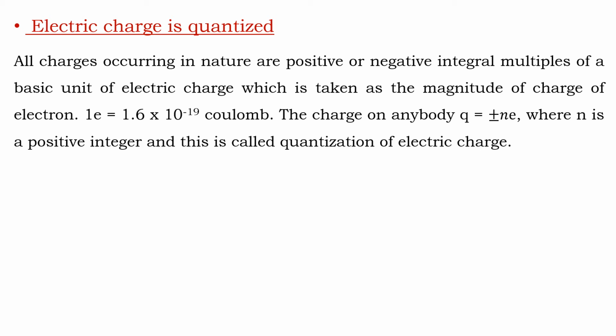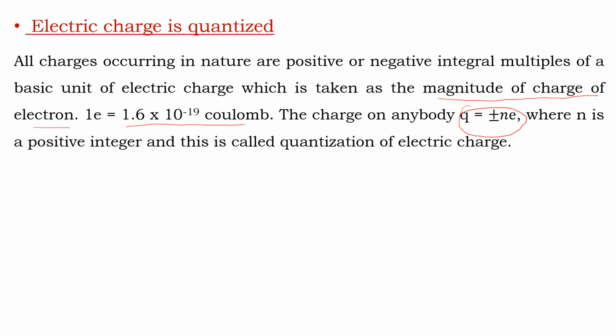Next property is that electric charge is quantized. All charges in nature, whether positive or negative, are an integral multiple of a basic unit of electric charge. This basic unit is taken as the magnitude of the charge of an electron, which is 1.6 × 10^-19 coulomb. Thus, the charge on any body can be represented as Q = ±Ne, where N is a positive integer. This is called the quantization of electric charges.